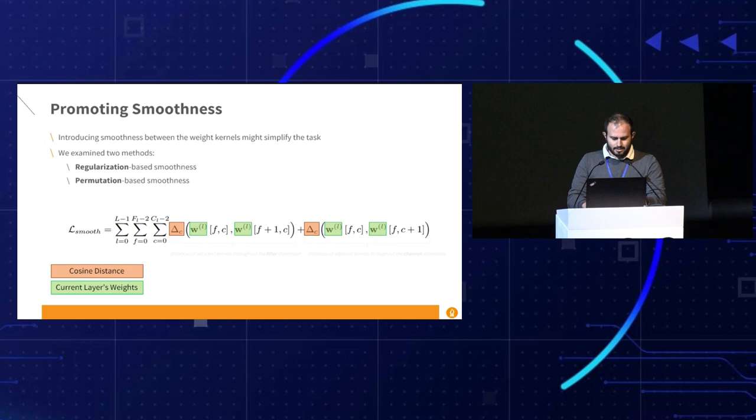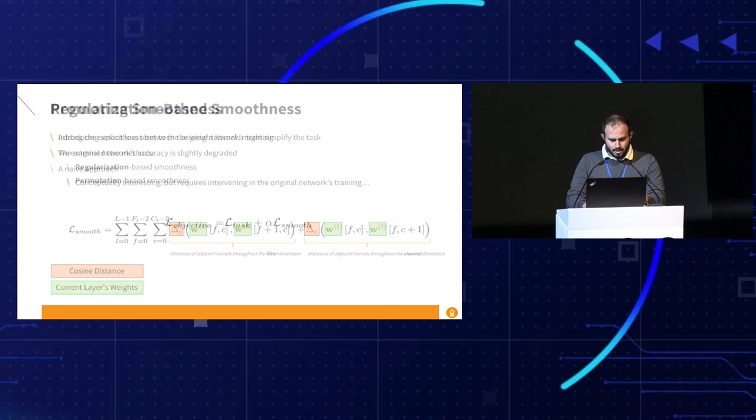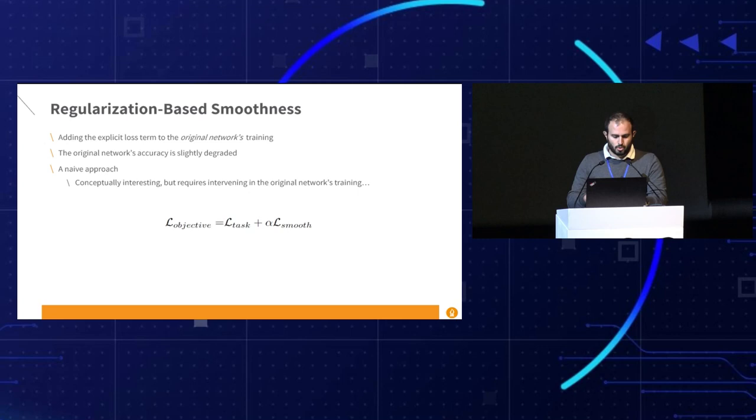Now, the idea is we want to sum up all the cosine distances of adjacent kernels throughout both the filter and the channel dimension. This basically means we are enforcing smoothness in two dimensions, and currently ignoring the layer dimension. So in the basic regularization-based approach, we explicitly add this smoothness term to the original network training.